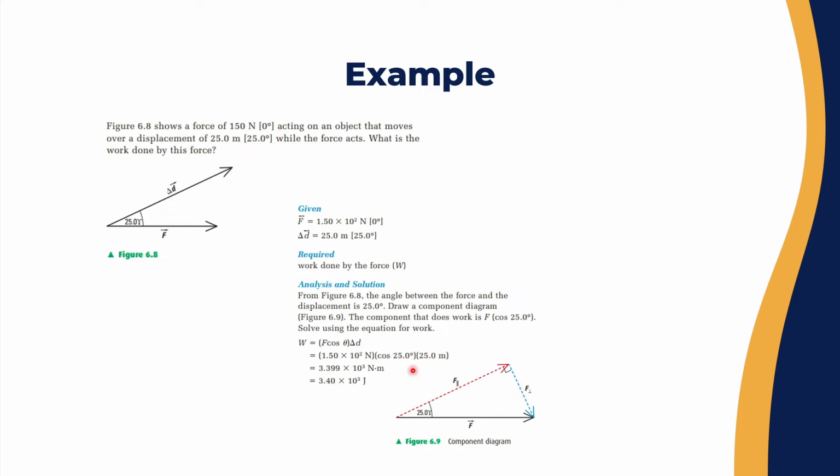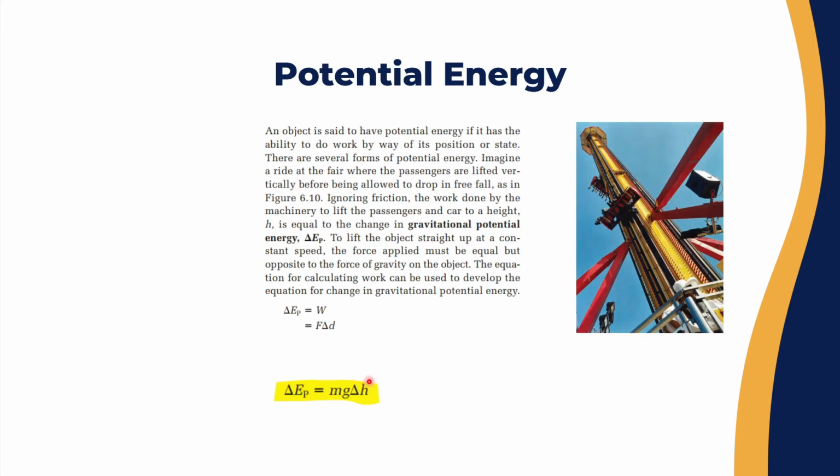In this case, we care about the F parallel, which is F cosine theta delta D: 1.5 by 10 to the power of 2 by cosine 25 by 25 meters. That would give you 3.4 by 10 to the power of 3. What is the unit of work? It's in joules. Now, talking about energy, the first type of energy we'll talk about is the potential energy.